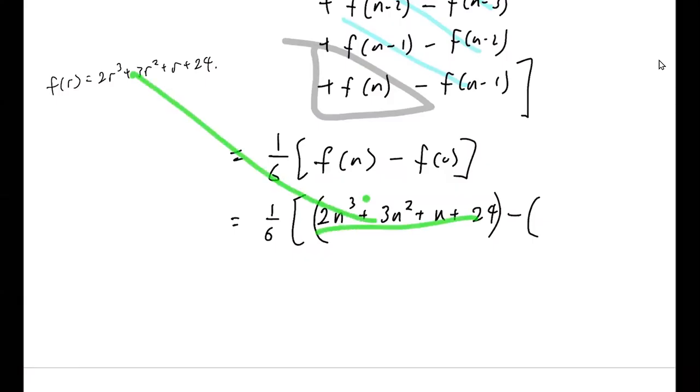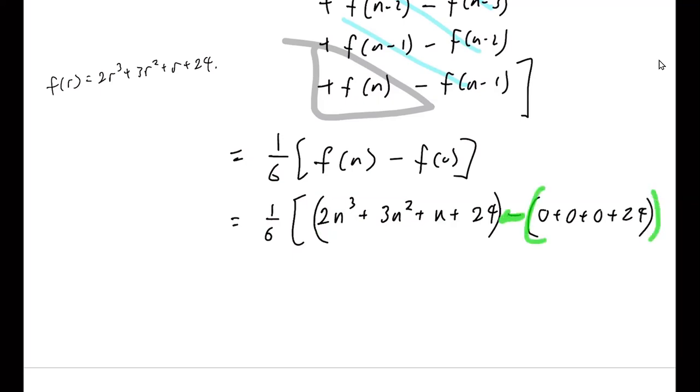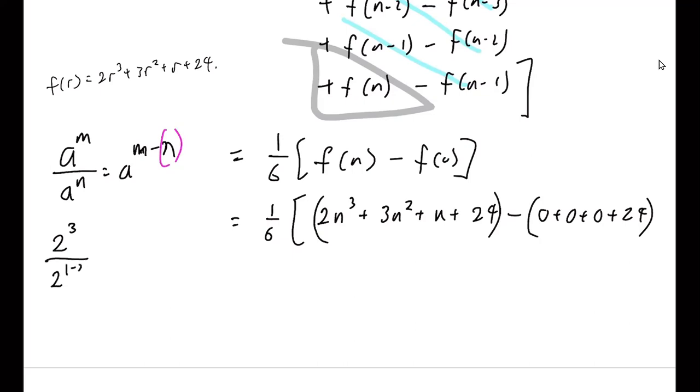Fn to be this guy, replace all the r with n, then you have to subtract away F0, sub r with 0. So you get 0 plus 0 plus 0 plus 24, but make sure you have a pair of brackets after a minus sign. Just like how when you have the formula a power m divided by a power n equals a power m minus n, you must know that there's always an invisible pair of brackets after the minus. Quick example, let's say 2 power 3 over 2 power 1 minus x. It is not 2 power 3 minus 1 minus x. That's wrong. You need to put an extra pair of brackets around the 1 minus x, then you distribute. Always have an invisible pair of brackets after the minus sign.